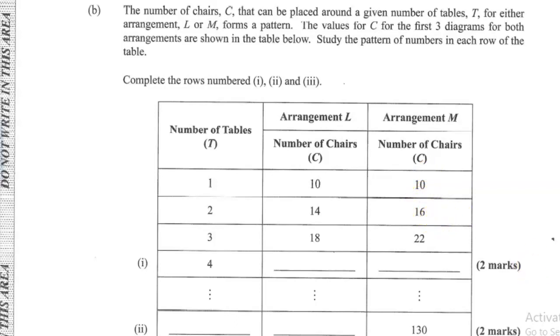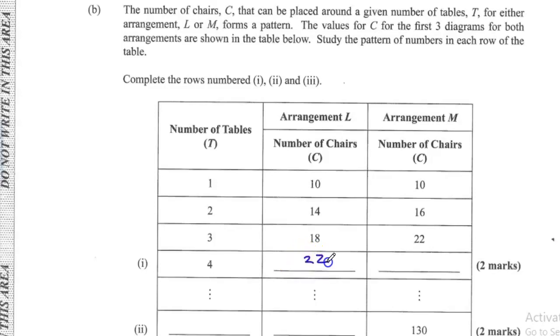So let's see if we can complete this table. So of course the numbers are increasing by 4. So 10, 14, 18. So add 4, what would be now? 22. And we're adding 6 here. So add 6 here, we'll get what? 28. Alright, so for every table that we add in arrangement L, 4 more chairs. Every table we add in arrangement M, 6 more chairs.